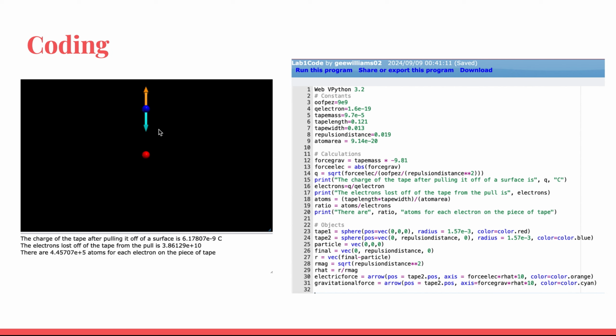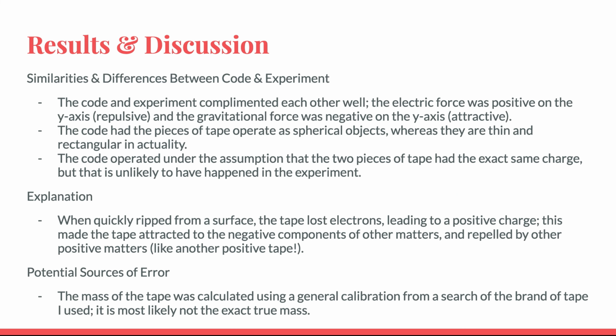Another thing that we did in the coding was we created a vector that represents the electrical force, which is orange. As you can see, it is repulsive. These are two positive charges, so that makes sense. And then the gravitational force is always going to be attractive between two objects. So the code and experiment complemented each other pretty well. The electric force, of course, was positive, and the gravitational force was negative, so repulsive and attractive. Some differences, though, would be that the code had the pieces of tape operate as spherical objects, whereas they are not spherical objects in reality.